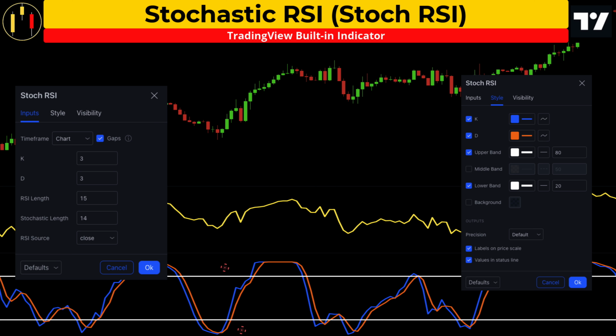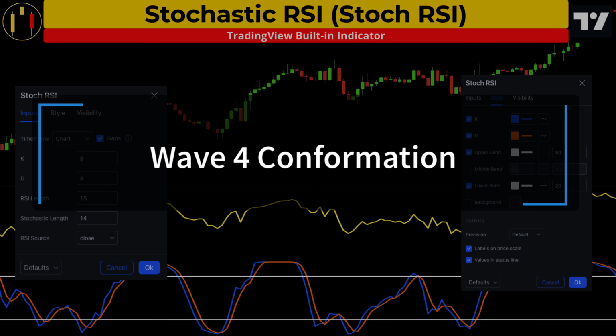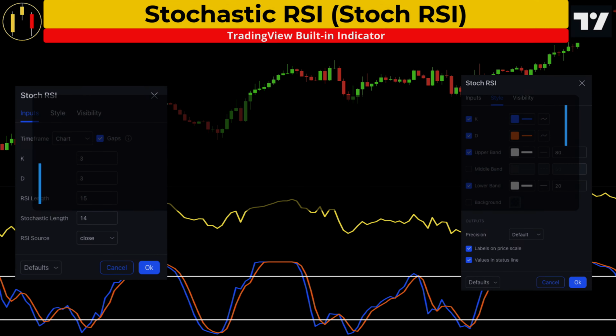This tool will tell us if the market is overbought by crossing above the 80 level and oversold if it goes below the 20 level. In Ride the Fifth, the stochastic RSI is going to detect wave 4 and confirm our entry signals.